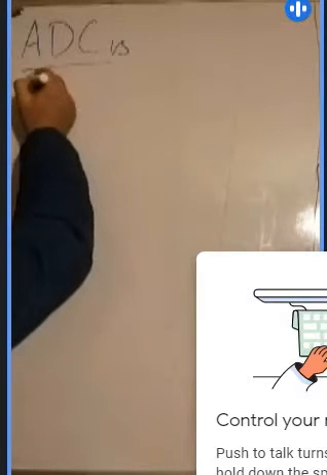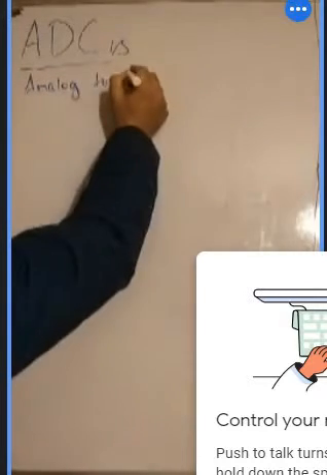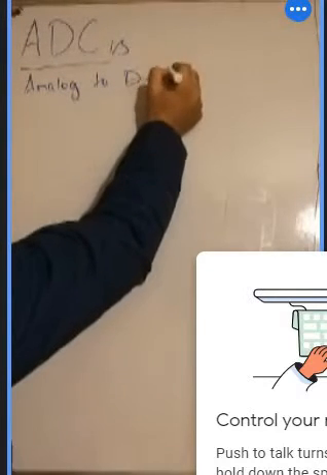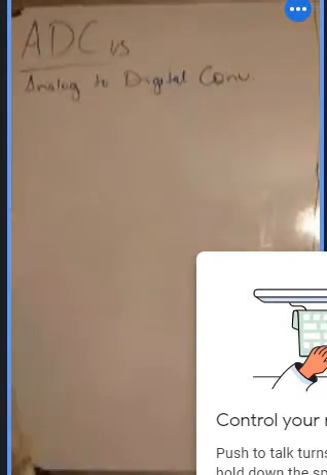Okay? So now we move on to another topic which is known as ADCs. So what is an ADC? ADC is analog to digital converter. Is this visible?